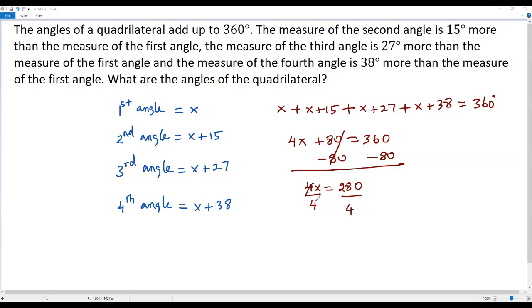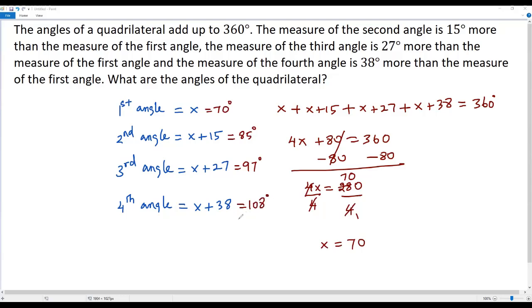So 4 goes into 4, the 4s cancel out. So x equals, 4 goes into 4 one time, and 4 goes into 28 seven times, and we have a 0 here. So I get x equals 70. So x equals 70, that is, the first angle measure is 70 degrees. If x equals 70, then 70 + 15 is 85 degrees, the measure of the second angle. And the third angle, 70 + 27, is 97 degrees. And to get the fourth angle, I plug in x equal to 70. 70 + 38 will be 108. So now I've got the angles of the quadrilateral.